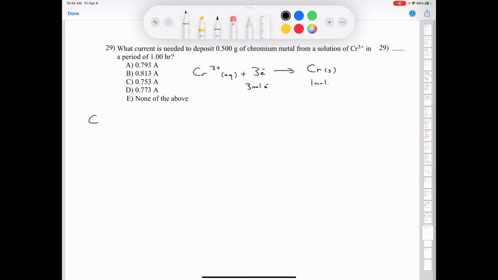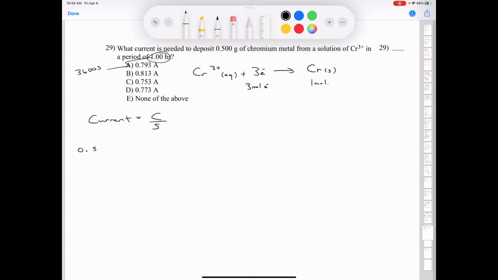I also know that current is equal to the amount of charge per second, and since I have 1 hour, I'm doing it over 3,600 seconds, right? 60 seconds in a minute, 60 minutes, 60 times 60 gives you 3,600 seconds. So let's figure out how much current is required by determining the amount of charge, and then we'll just divide by 3,600 seconds. So let's do some dimensional analysis.